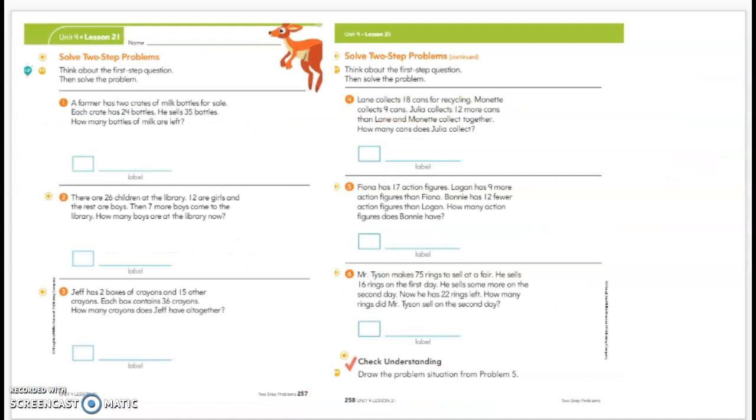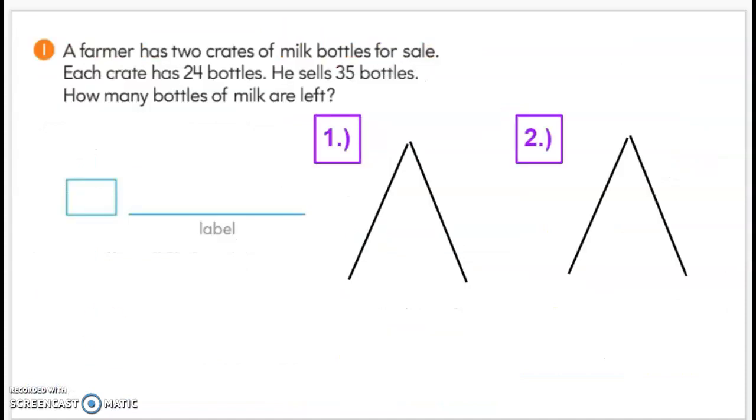Whoops, wrong one. How I started off on each one, I put a 1 with a circle or a square around it with a math mountain, and a 2 with a math mountain, because I already know every one of these problems will have two steps to it. Ready? Let's read the first one.